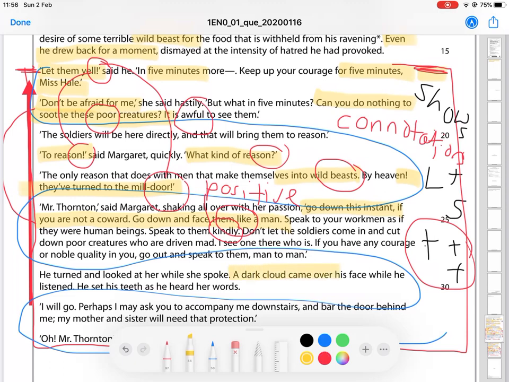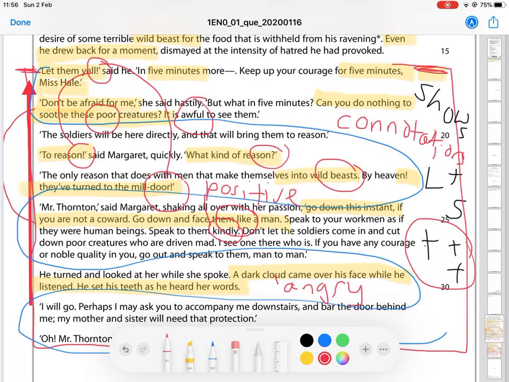Right, well, why does a dark cloud come over his face? Well, first of all, it's a metaphor. A dark cloud can't really come over his face. Does anyone know what that means if you have a dark cloud come over your face? Well, hopefully you got the same answer. He's angry. Okay, so again, thoughts and feelings, very simple when you break it up like this. He's angry.